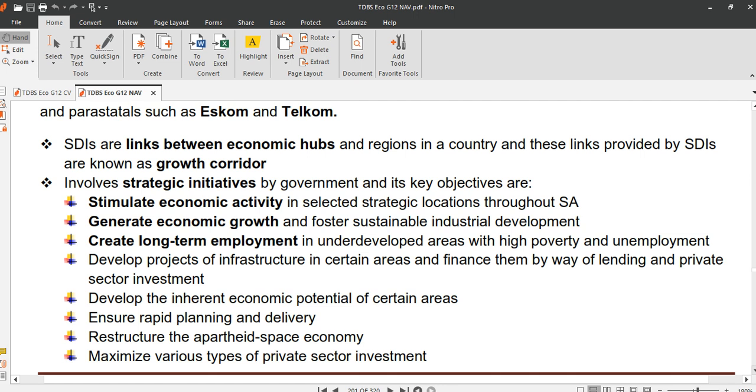To stimulate economic activity in selected strategic locations throughout South Africa. To generate economic growth and foster sustainable industrial development. To create long-term employment in underdeveloped areas with high poverty and unemployment. To develop projects of infrastructure in certain areas and finance them by way of lending and private sector investment. To develop the inherent economic potential of certain areas. To ensure rapid planning and delivery.